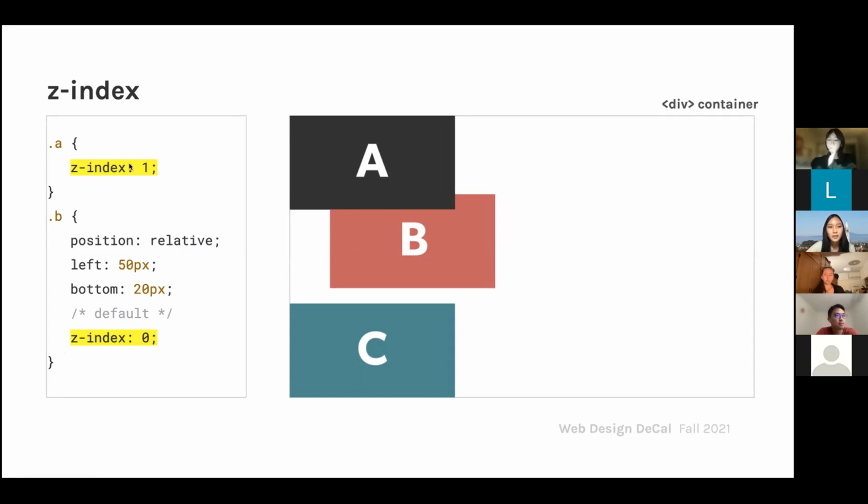Another thing to note is that you don't need any units for z-index. Unlike what I was talking about earlier in the reminders with fonts having pixels, you just do 0, 1, 2, 3, and keep counting up.